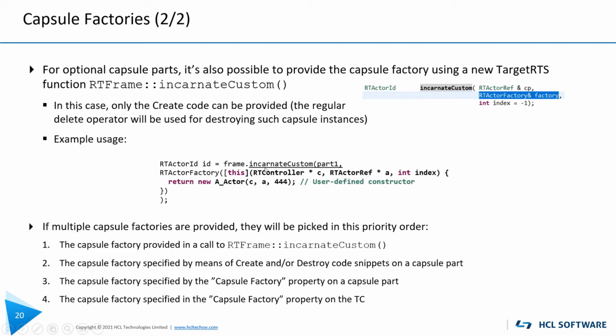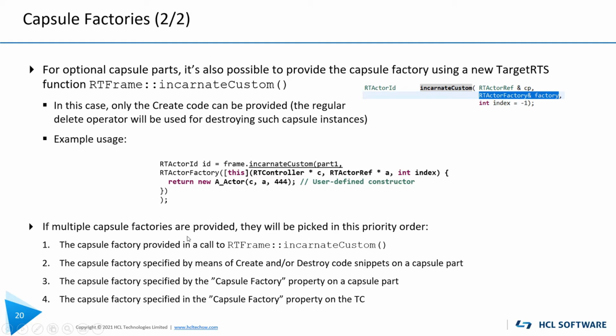RT actor ID. We have this frame.incarnate custom function where we pass the optional capsule part and the RT actor factory with the parameters of controller and actor ref and the index, and we write the code snippet for the create function.